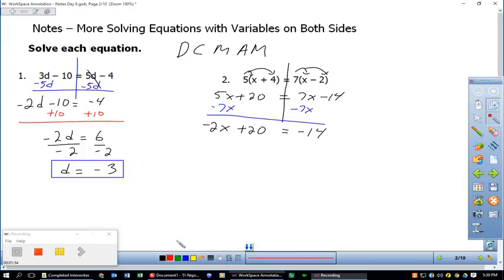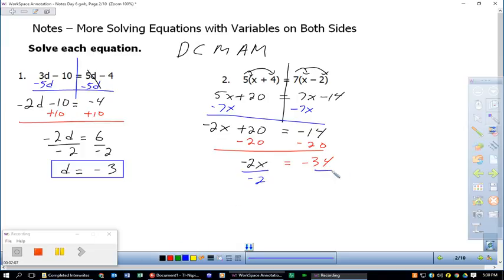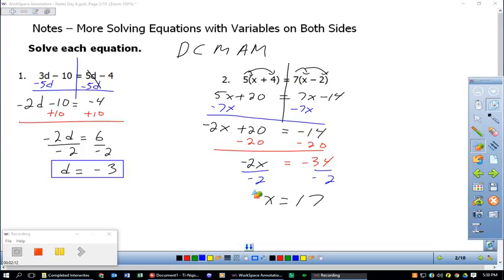Add, subtract. We'll subtract 20 from both sides. That'll give us a negative 34. Bring down our negative 2x. And then divide by negative 2 to get x equals positive 17. Make sure that you are checking these.